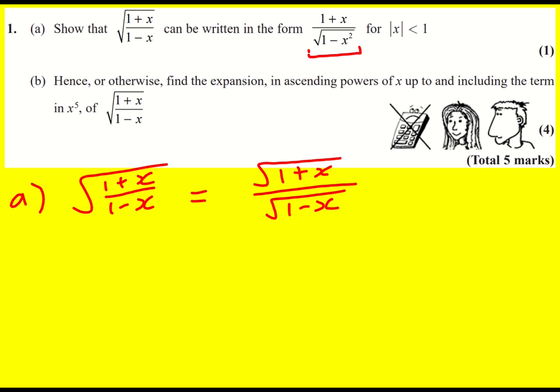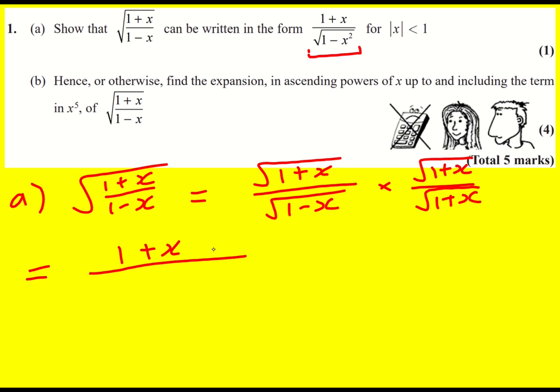So now I need to think, how on earth am I going to get this thing here? Well, if I times the top by 1 plus x, square rooted, that will sort that bit out. We'll get 1 plus x. And so to not change the fraction, I need to times the bottom by that as well. So that will give me 1 plus x. It's like, the square root of 2 times the square root of 2 is 2. So the square root of 1 plus x times the square root of 1 plus x is just 1 plus x.